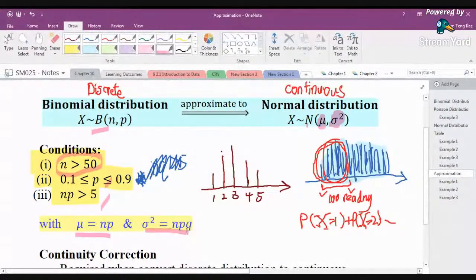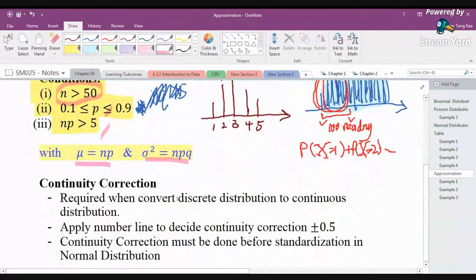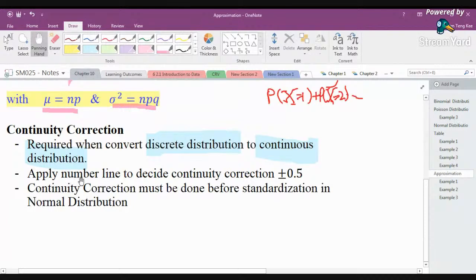Go on. Before we go on with the examples on how to solve questions for these approximations, you need to take notes. Whenever you do approximation, we need to do something we call continuity corrections, where this is essential whenever you do conversions from discrete to continuous random variable. And you find out that the continuity correction is always applied using plus minus 0.5, and it must be done before you start standardization on your normal distribution.